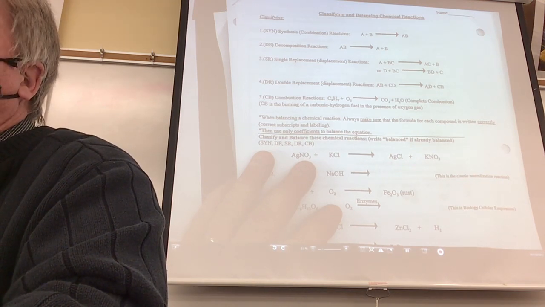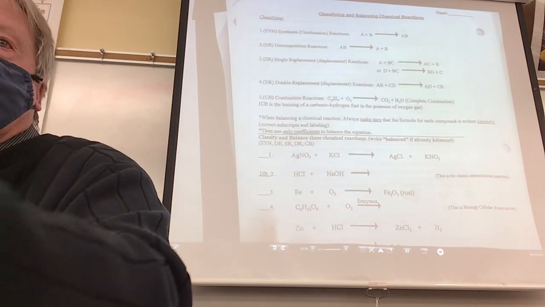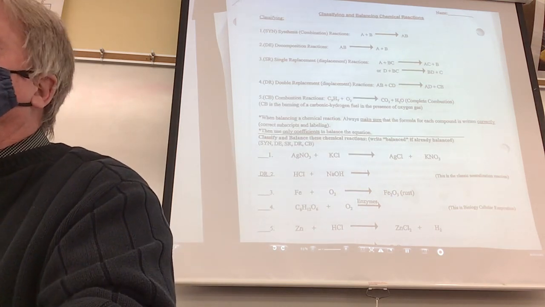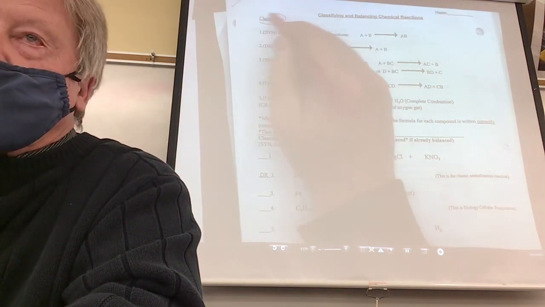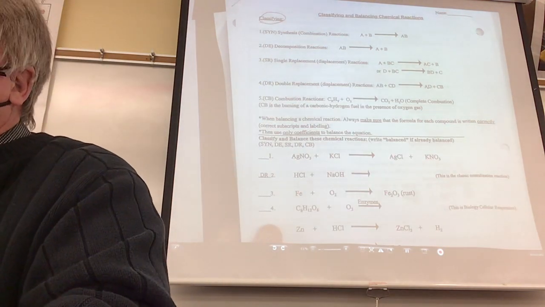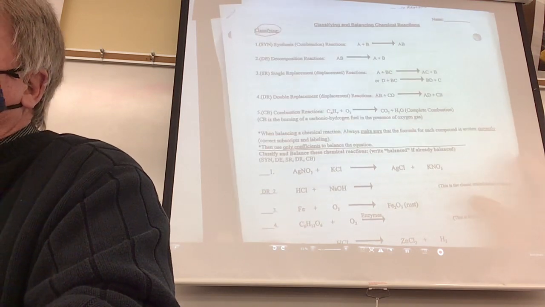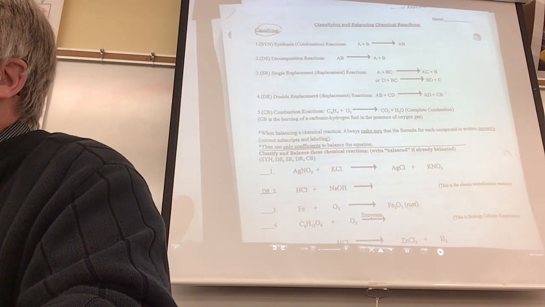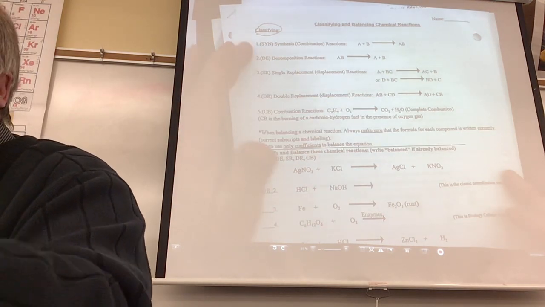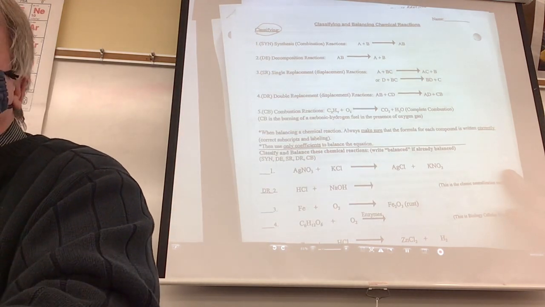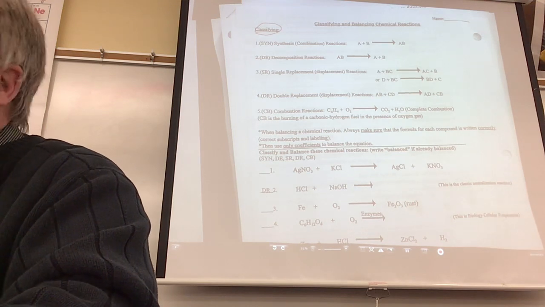If you were a car person, they have a name for every car part you can think of. All right, let's take a look. So humans are good at putting things in groups. That's what classifying means. For 10th grade chemistry, all I want you to know is these 5. There are 5 kinds of reactions that I'd like you to know for first year chemistry. Let's take a look at them.